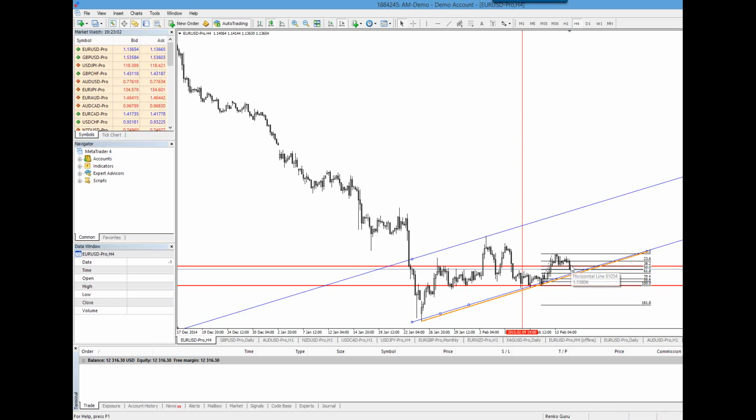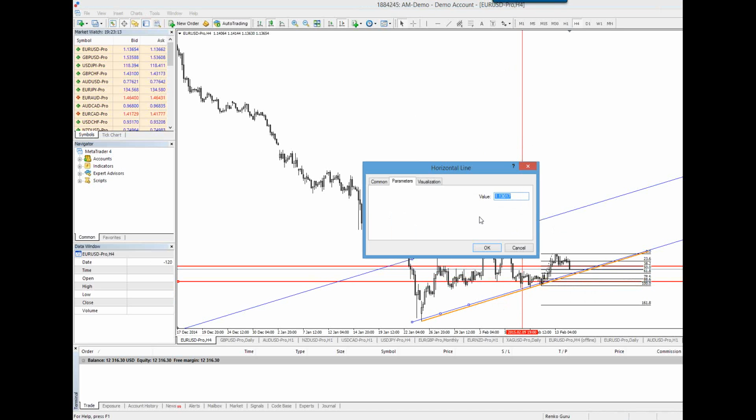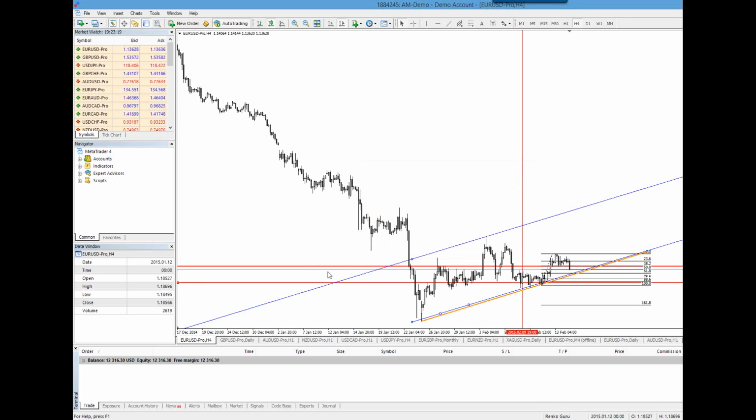So the stop loss is 1.1295 for this trade, and adjust your risk. I will trail the stop definitely after 30 pips. If it goes in my direction, I will trail it after 30 pips.